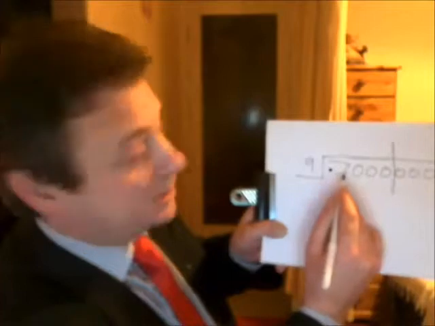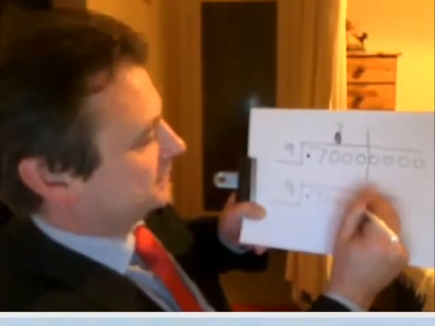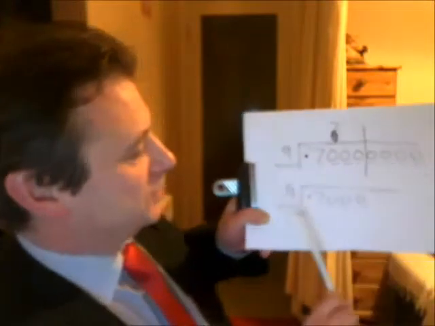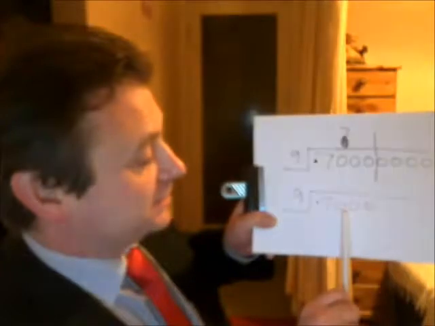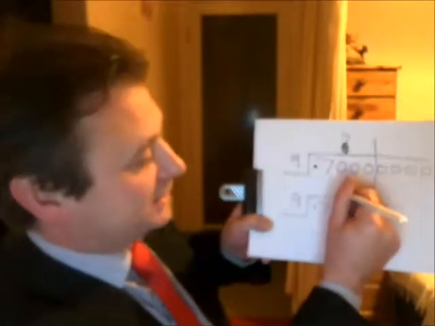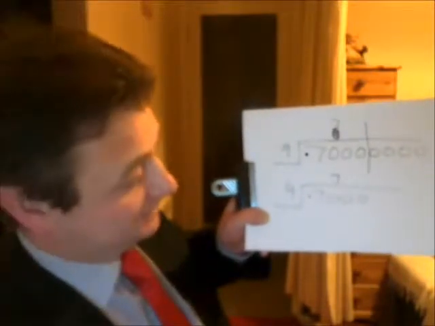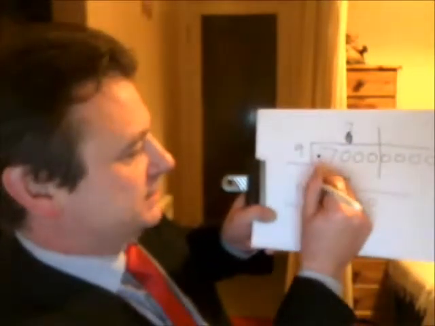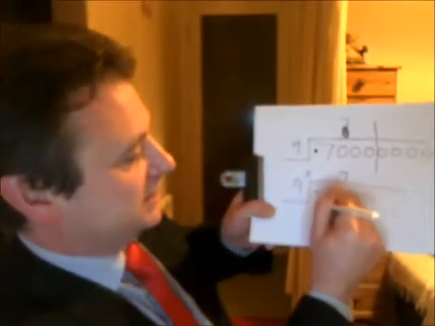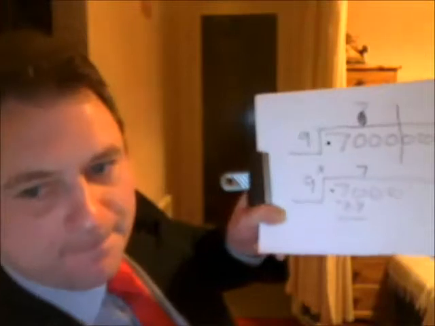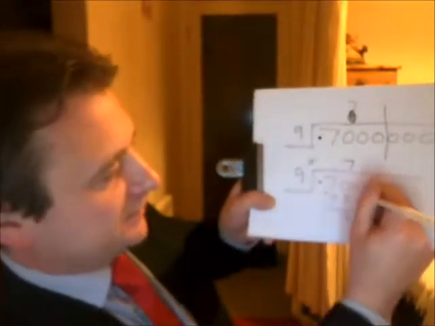We're asking ourselves, 9 doesn't go into 7, does it go into 70? We're only going to go up to that point there. How many times does 9 go into 70? It does, in fact, go in 7 times. 7 times 9 is 63, and it's the same procedure. We're taking that away. It leaves us with 7.